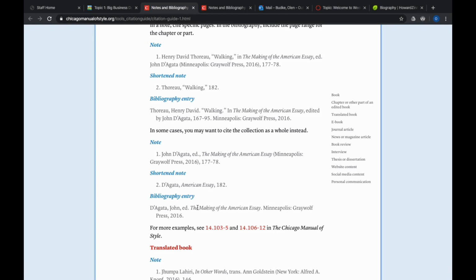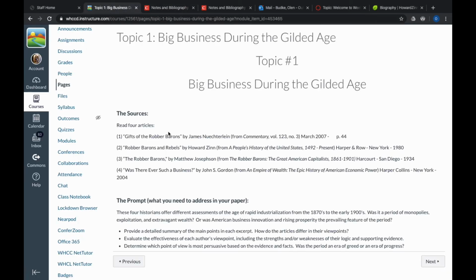Once you get your example, you're just going to plug in the information I gave you into the proper format. All right, so let's take Howard Zinn, A People's History of the United States, 1492 to Present. I can tell you right now that this is a book written by Howard Zinn, so we're just going to use the book option. We don't need to include this chapter name here because he wrote this book. So where we're taking this source from is his book. Harper and Row, New York, 1980.